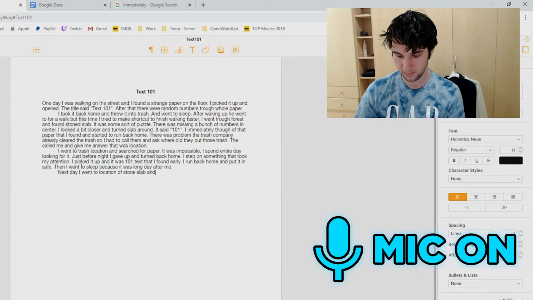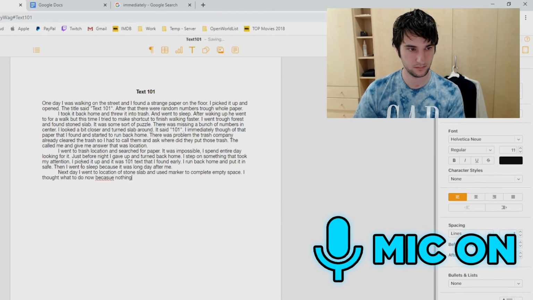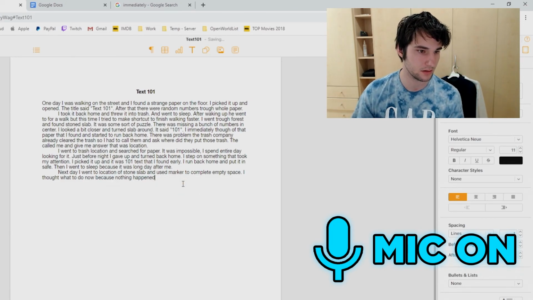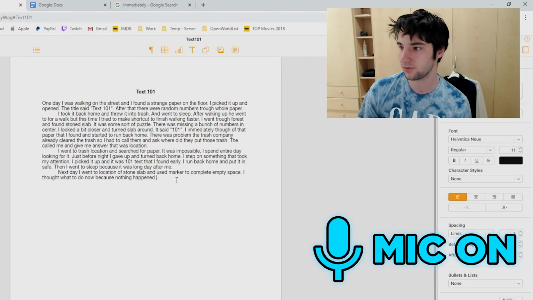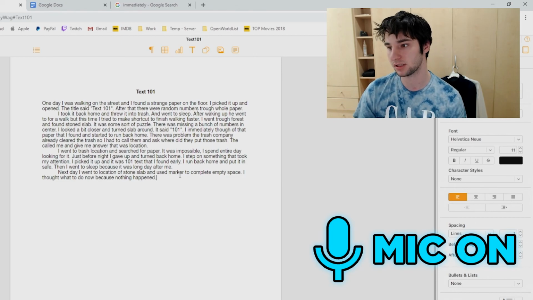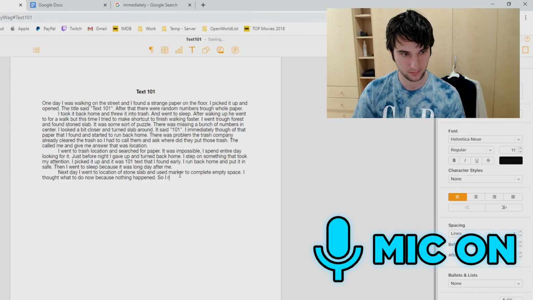Anyway, the next day he went back to the location of the stone slab and used a marker to write the numbers from the paper into the empty spaces on the stone slab. So he will have finished the puzzle. Before, there was empty space on the slab, now there are all the numbers. So now he's going to see that nothing happens, even though he solved the puzzle, but it's not that kind of magic story, so it's not just going to magically happen. It's going to be more of an adventure story.